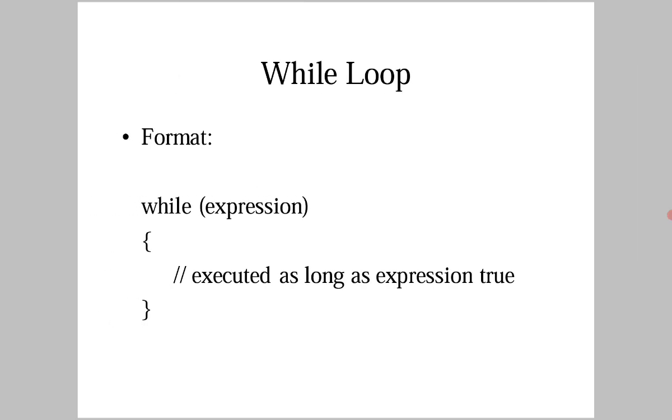What is the difference between while loop and do while loop? In the while loop, first the given expression is tested, and if the expression is true, then the group of statements is executed. The while loop is executed while the given expression is true, and once the given expression is false, the control will automatically come out of the loop.